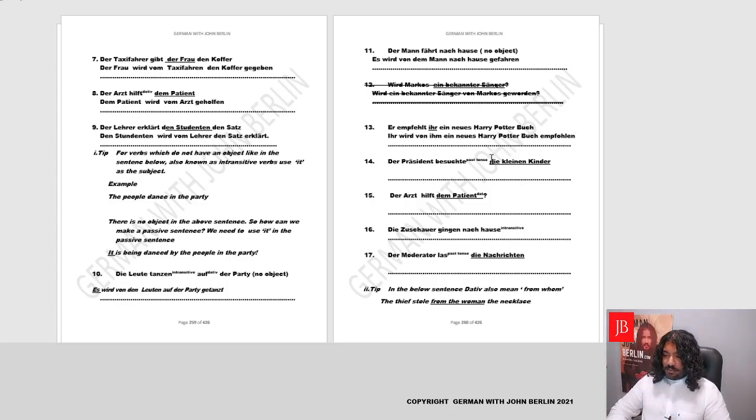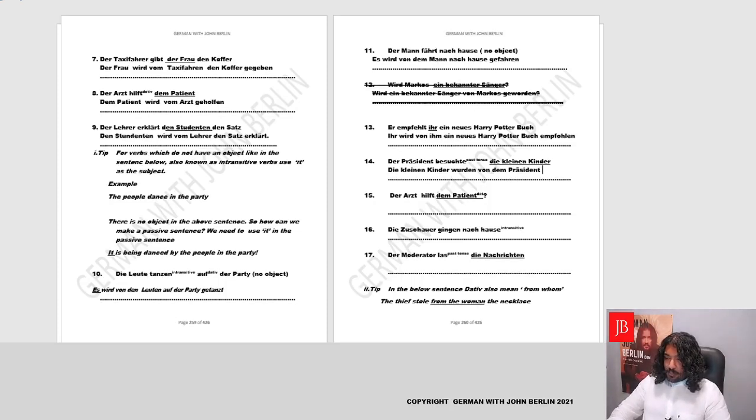Okay, der Präsident besuchte die kleinen Kinder. So basically the kleinen Kinder are the object. We'll turn them into the subject. We'll begin with the kleinen Kinder. We'll make the helping verb in the past tense. If you look closely, besuchte. So you'll not write werden, you'll write wurden. Ich wurde, du wurdest, er, sie, es wurde. Wir wurden, ihr wurdet, sie, Sie wurden. So the kleinen Kinder qualify under sie, third person plural. So we say the kleinen Kinder wurden from the president. That's von dem Präsident. Very good.